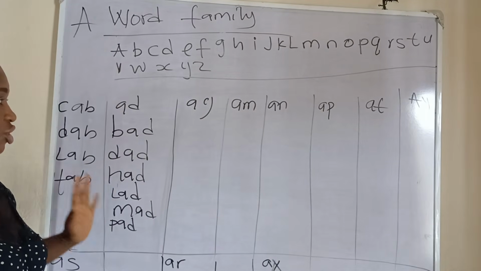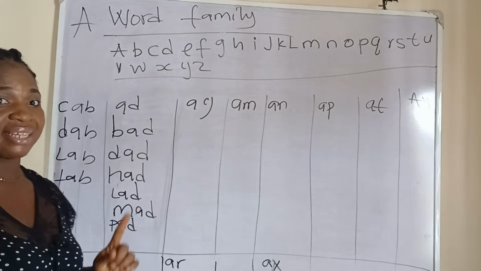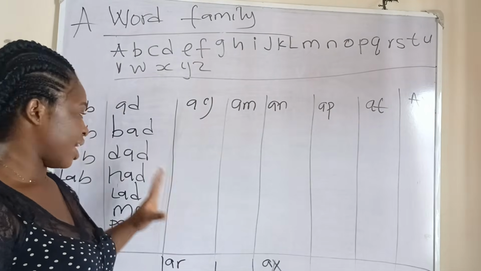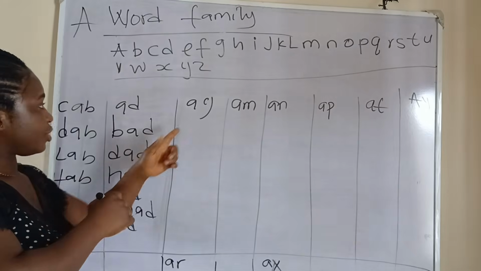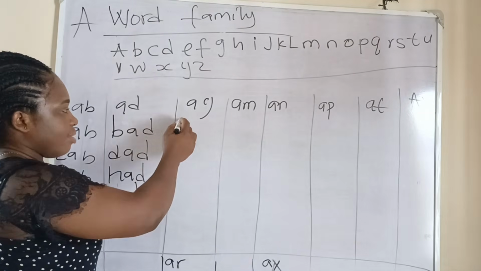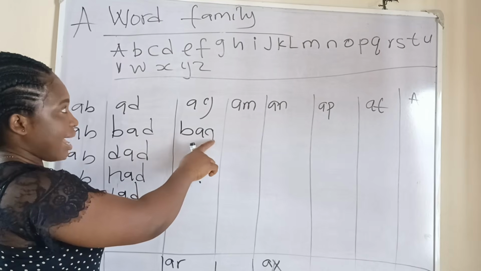You can as well try to see if there is anyone we are missing. You fix it. Remember, it is in practice that you become perfect. So you have to practice alongside with me. So let's see the G. We have G, B, we have bag. Okay, this is the ag, bag.